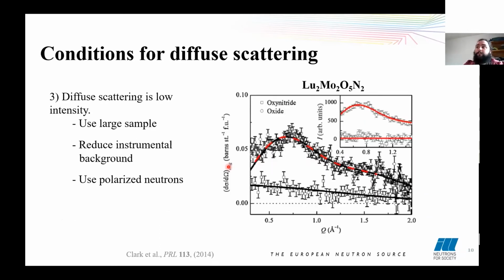The last thing to consider when doing experiments is the fact that the intensity of the diffuse scattering is low. The magnetic diffuse scattering is very low. You can see this example data, which is another geometrically frustrated system. You can see that our intensity is quite low. This is the same for the structural components, so the nuclear diffuse scattering, but that one is usually higher intensity. So things you can do is use larger samples.